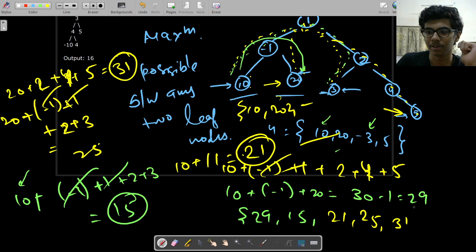So we have a 31, and now only one is left. 20 comma 3 is done, 10 comma 3 is done, 10 comma 5 is done, 20 comma 5 is done, and 10 comma 20 was done earlier. So only one pair is left now, which is 3 comma 5.